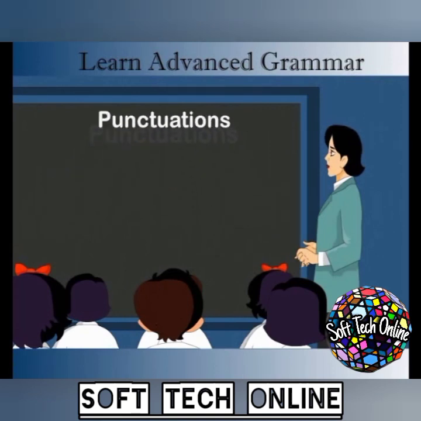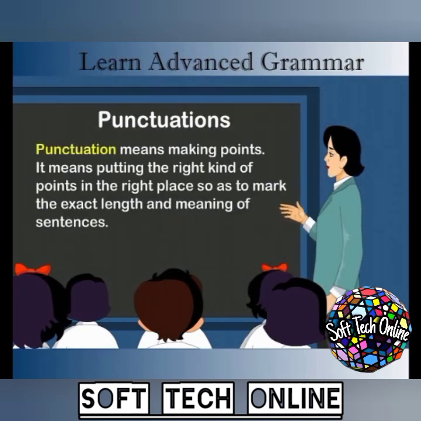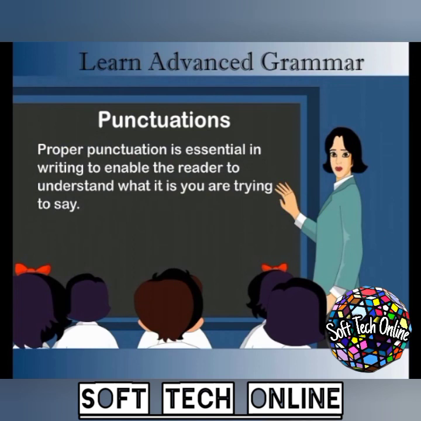Punctuation. Punctuation means making points. It means putting the right kind of points in the right place so as to mark the exact length and meaning of sentences. Proper punctuation is essential in writing to enable the reader to understand what it is you are trying to say.